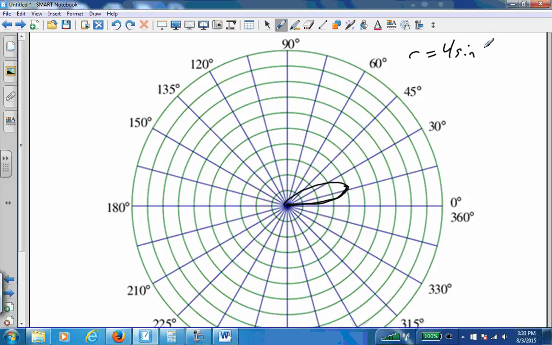So if we start out at 0 degrees, if we put a 0 in, we get 0. And then when we got out to 18, we were at the tip. So if it takes 18 degrees to get the first half of the petal, then isn't it gonna take 18 more degrees to get the second half of the petal? It's 5 times 36, 180. Sine of 180 is 0.